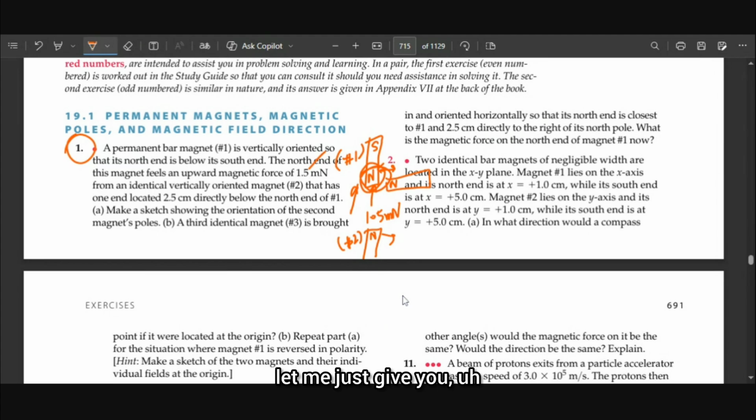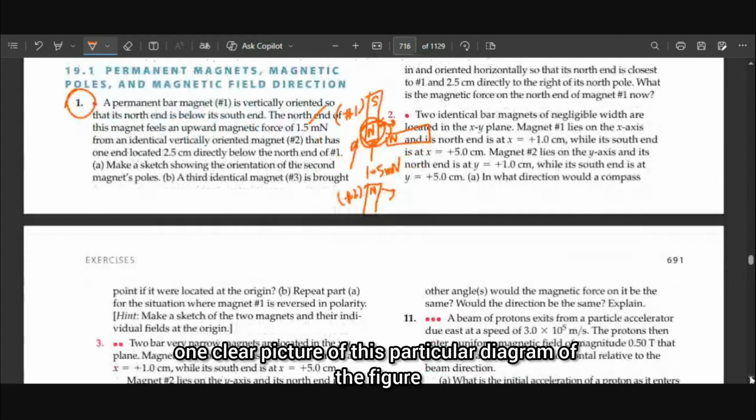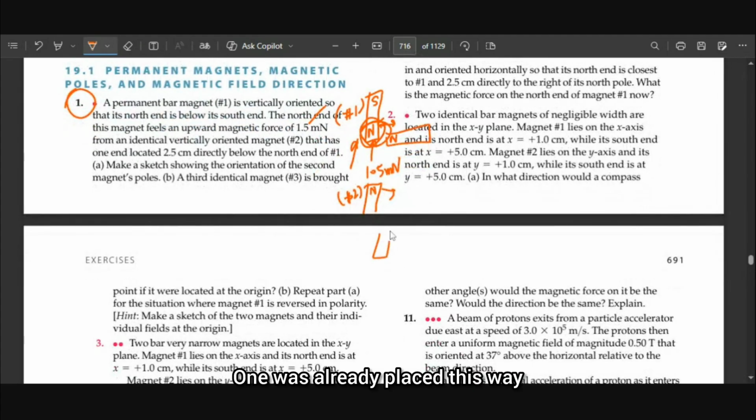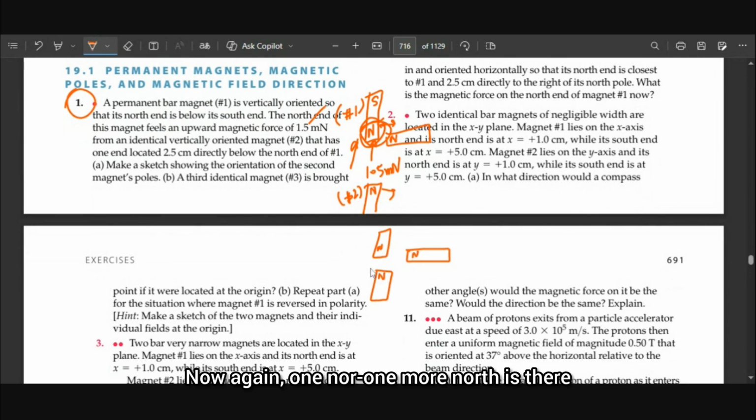Now let me give you one clear picture of this figure. One was already placed this way, another was placed this way, and the third one was placed this way. So this was north, this was north, and now one more north is there. So you have to find the net force direction on this first bar magnet. Think about it and tell me. What is the direction of the net force acting on the first bar magnet?